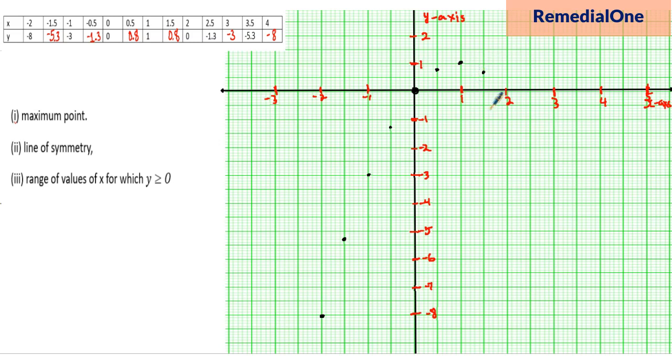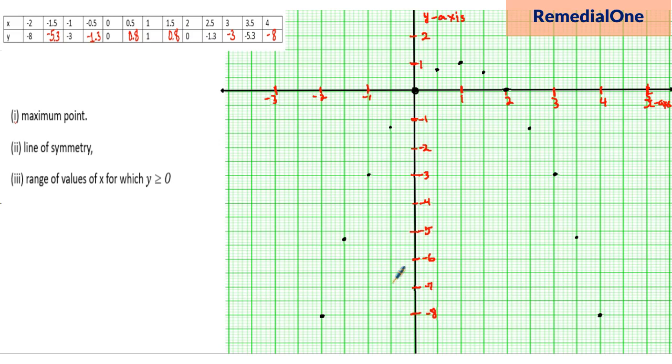We move on to 2 and 0. So right here. And then 2.5, in between 2 and 3, 2.5, and then negative 1.3. We count 1, 2, 3, right there in the same line with that. And then 3 and negative 3. Right here, 3.5 and negative 5.3 right here. You put it over there. And then lastly, 4 and negative 8. Great. So you have been able to create all your points.